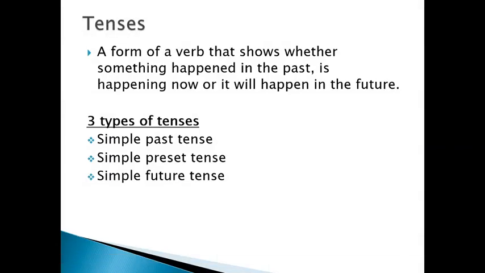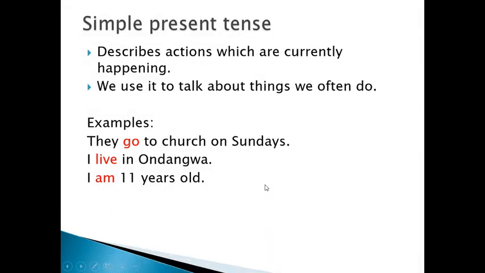Alright, tenses. What is a tense? A tense is a form of a verb that shows whether something happened in the past, or whether something is happening now, or if something will happen in the future. Today we are going to learn about 3 types of tenses: simple past tense, simple present tense, and simple future tense. Let's look at simple present tense.